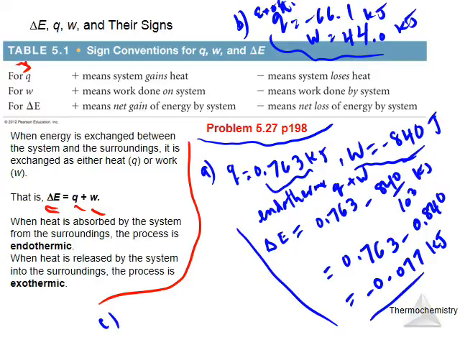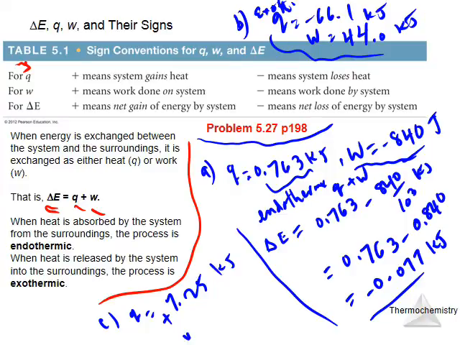In part C, they're saying the system absorbs 7.25 kilojoule. So let's write down Q is 7.25 kilojoule. That's plus, because it's saying that the system absorbs 7.25 kilojoule of heat from the surroundings while the volume remains constant. When there is no change in volume, there will be no work done.